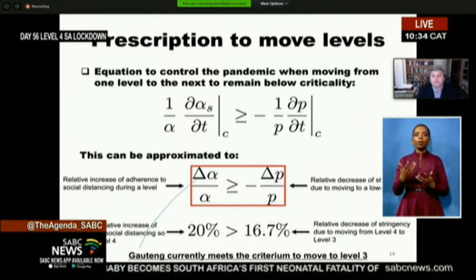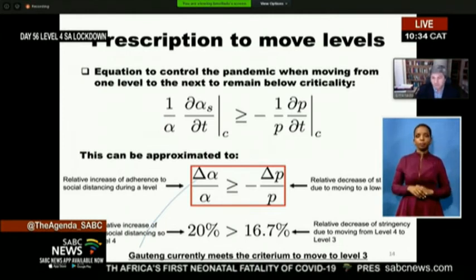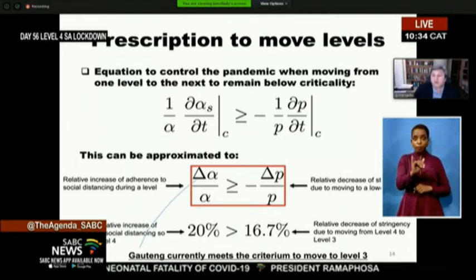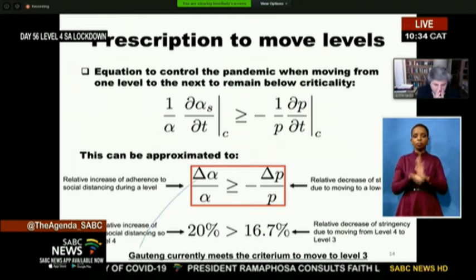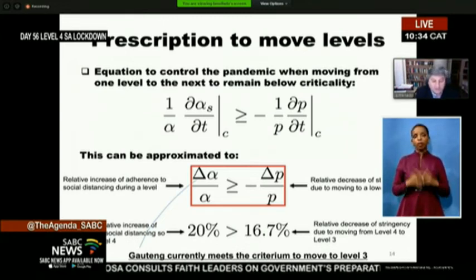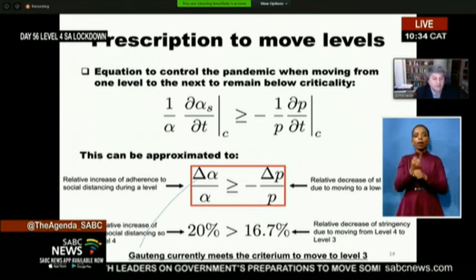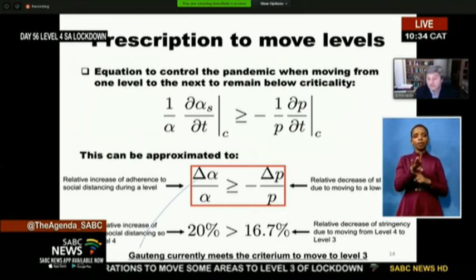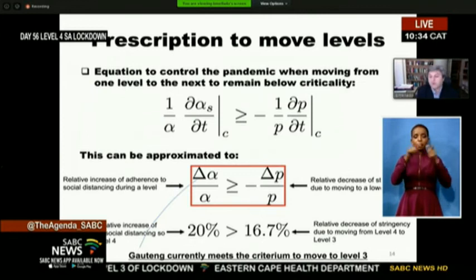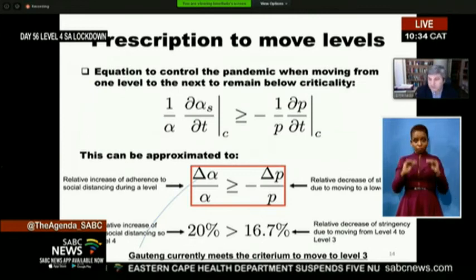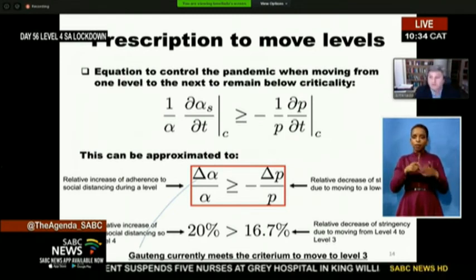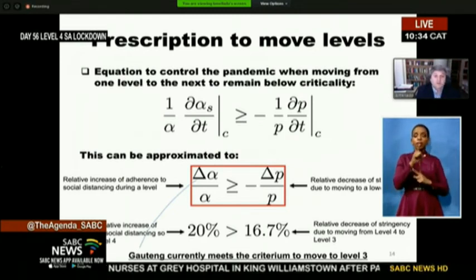If that is not the case, then we're going to see very fast increases and not be able to control the situation. For Gauteng, the increase of adherence to social distancing is about 20%, which is greater than what's going to happen when we move from level 4 to level 3, which warrants the transition to level 3. That's the algorithm that we offer to policymakers for different administrative needs. So let me conclude here.